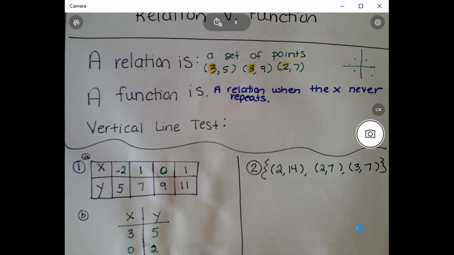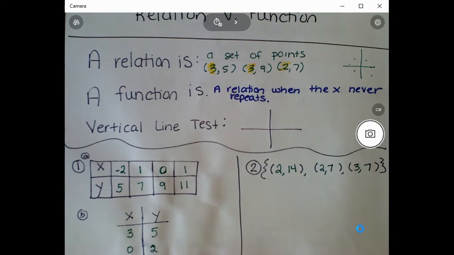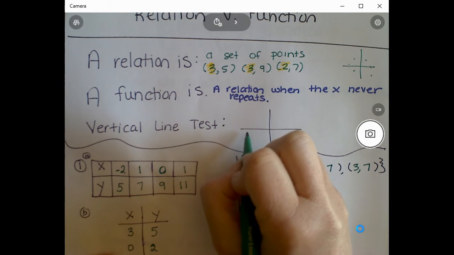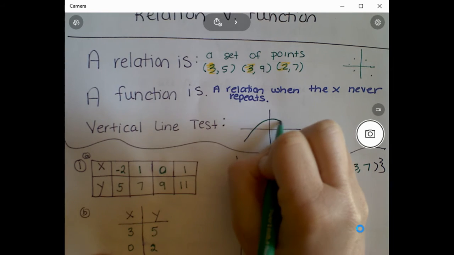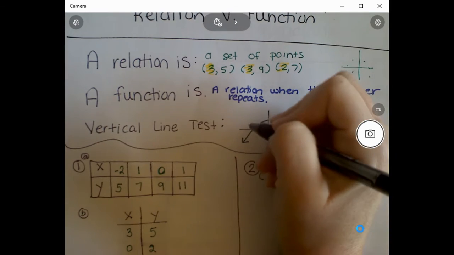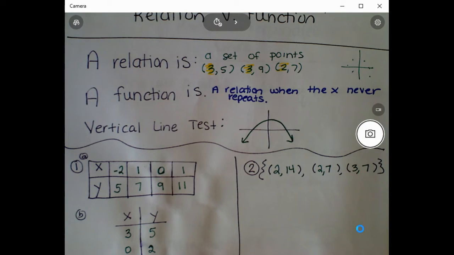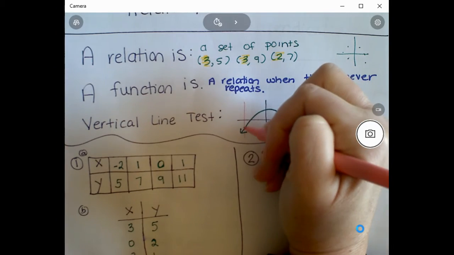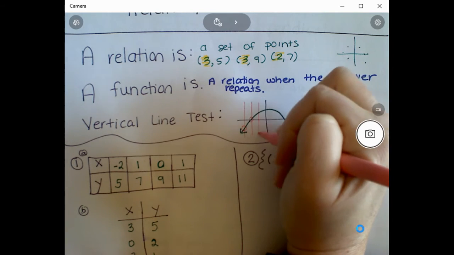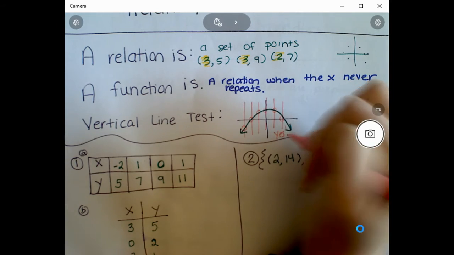But sometimes you'll be given an actual graph like this. You'll have a graph, and if it passes what's called the vertical line test, so here I'll make a little shape here. If it passes the vertical line test, then it is a function. And what that means is if you can draw vertical lines and it touches only one time, every single time, then that is a function. Yes, this is a function.